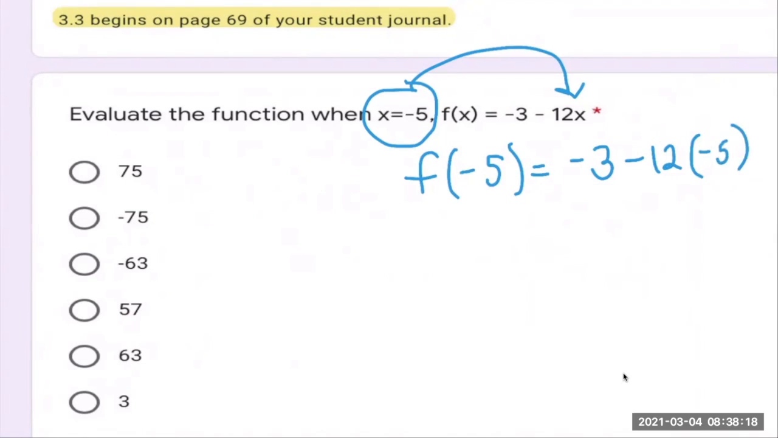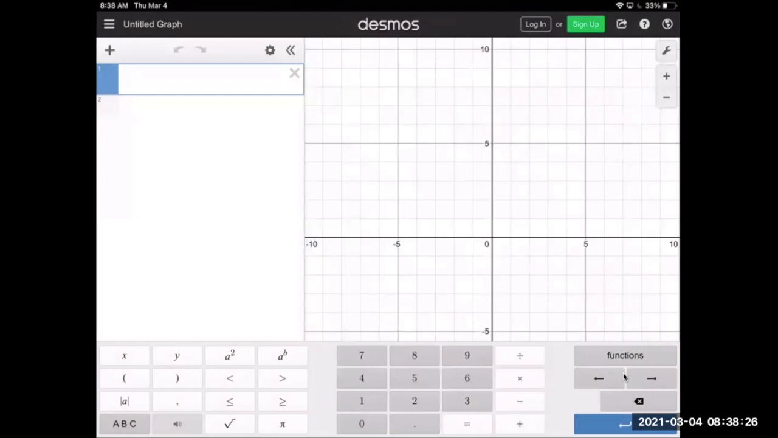What you guys can do on this one is you can plug this in a calculator. That is totally fine. Or you can head on over to Desmos. When you're on Desmos, you have to make sure that you use y equals. So our equation is y equals -3 minus 12x. Oops, helps if I have everything typed. There we go.